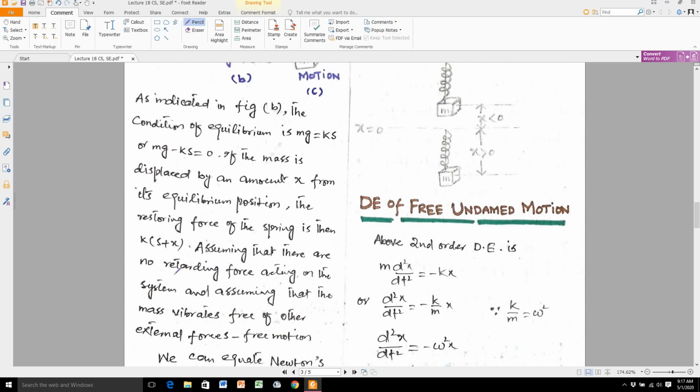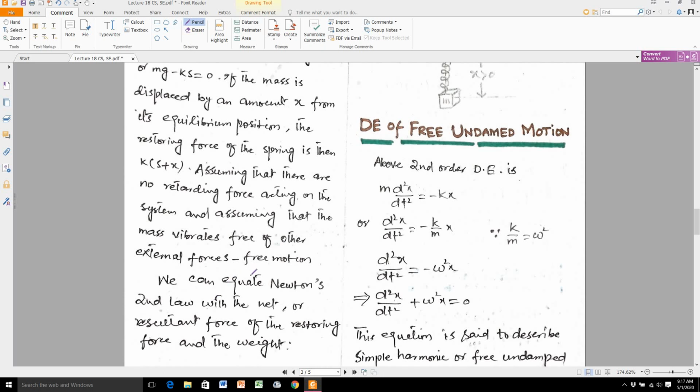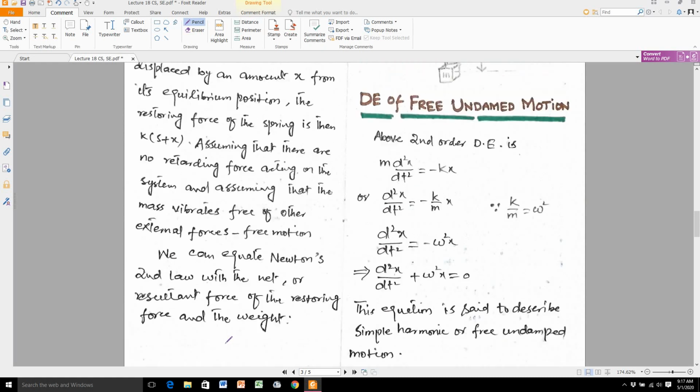Assume that there are no retarding forces acting on the system, and that the mass vibrates free of other external forces, that is, free motion. We can equate Newton's second law of motion with the net or resultant force of the restoring force and the weight.